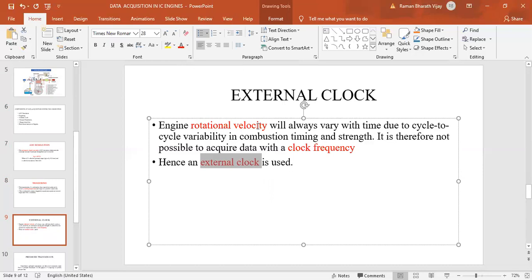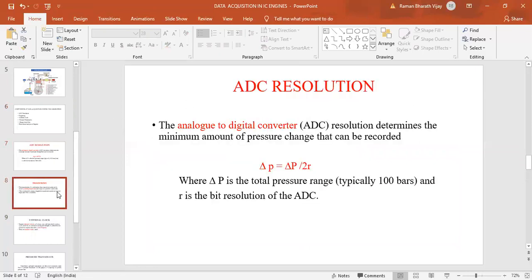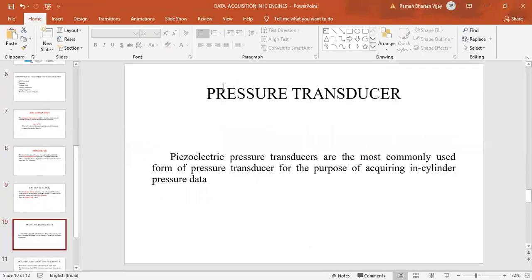So external clock, what is the purpose? I again repeat. There is a rotational velocity in an engine, and it changes from time to time, so you need an external clock to measure it. That is called an external clock. So three components: ADC resolution, triggering, external clock. Now we go to the pressure transducer.